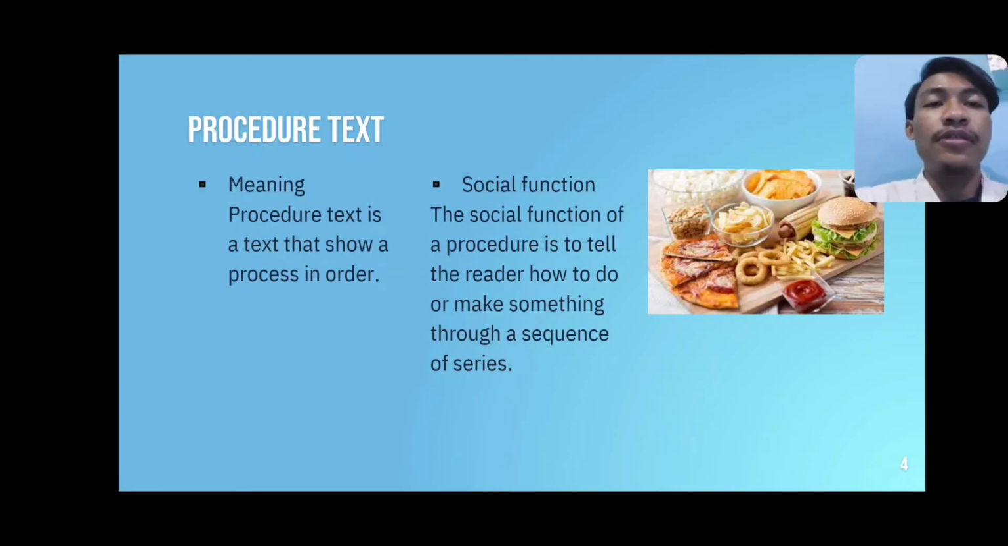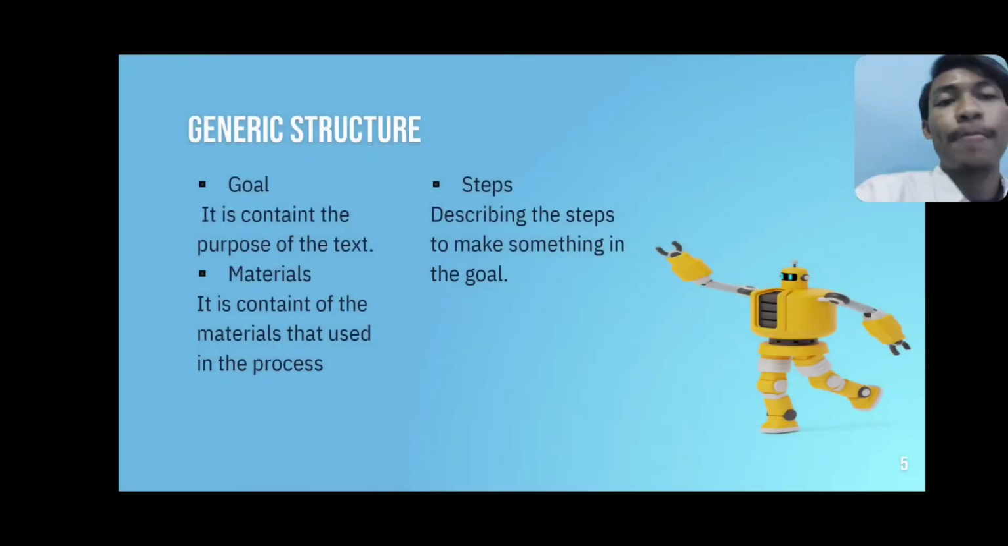So this is about procedure text. The meaning of procedure text is a text that shows a process in order, and the social function of a procedure text is to tell the reader how to do or make something through a sequence of series.